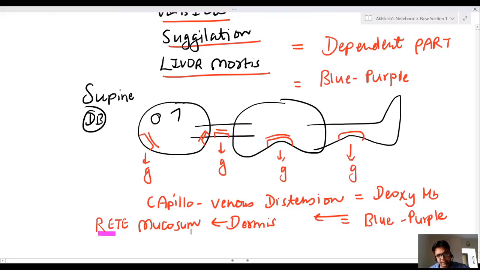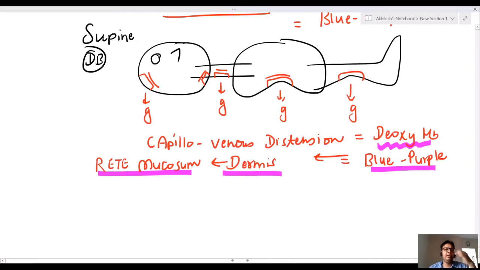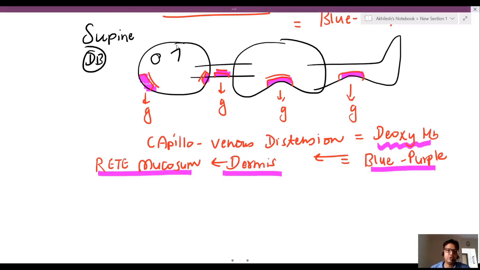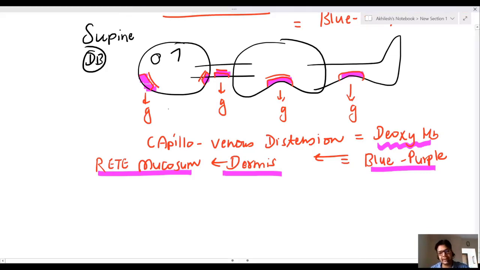So after death, you have deoxyhemoglobin. Dr. Saab, you will see these areas which are not touched with the ground, there will be bluish purple discoloration. This is known as postmortem staining. And so in supine position, it will be seen in the posterior part. In prone position, postmortem staining will be seen in the anterior part.